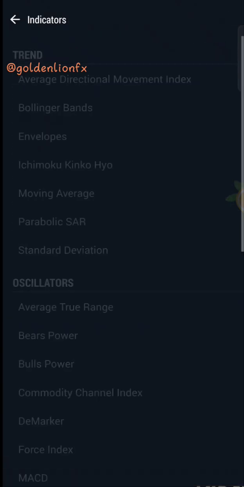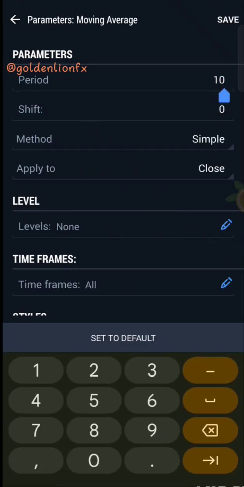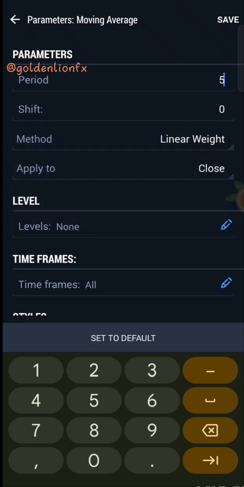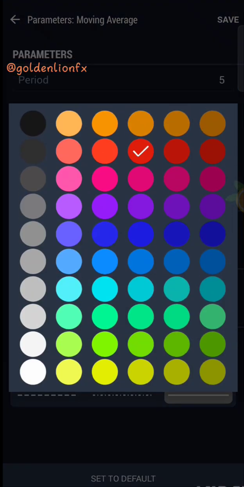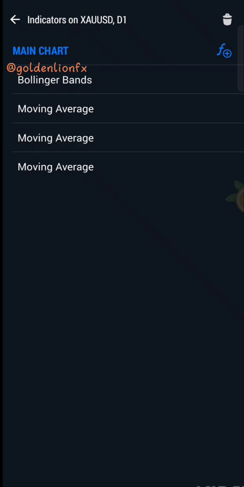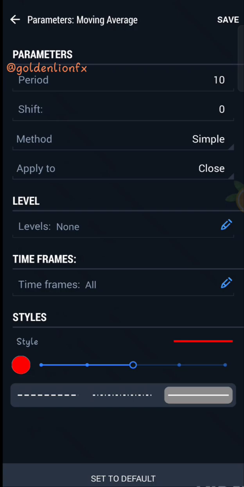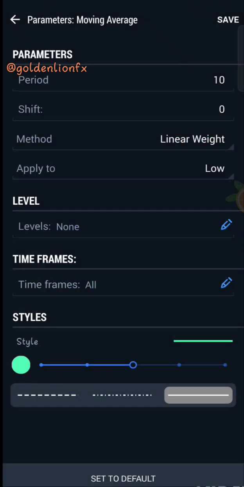Then I save. I also need to add another moving average still for high, so I will set the period to 5, the method also linear weight, and I apply it to high, and then I change the color to the same brown as the other. Then the next one will be a moving average with a period of 10, linear weight, and this time we apply it to low. We are looking for MA 5 and 10 low. For the color, I'll use light green.